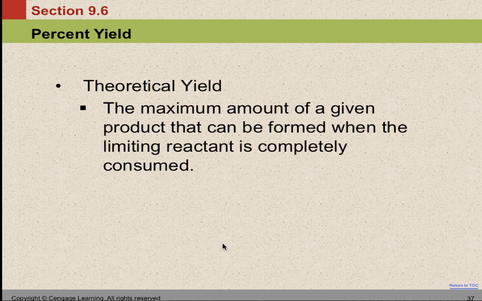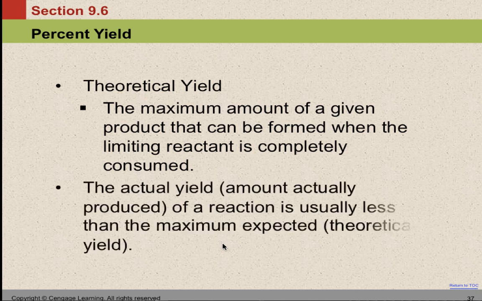so the maximum amount is not going to actually be produced in industry, in a chemical plant. The actual yield is the amount of product that's actually produced, hence the term actual yield. It's usually less than the maximum expected. It's almost always less than the maximum expected. Very seldom do you get 100% yield. There's always something that's lost somewhere within the system.